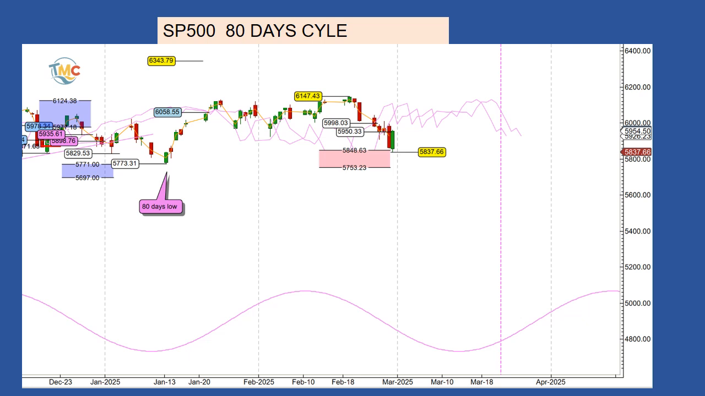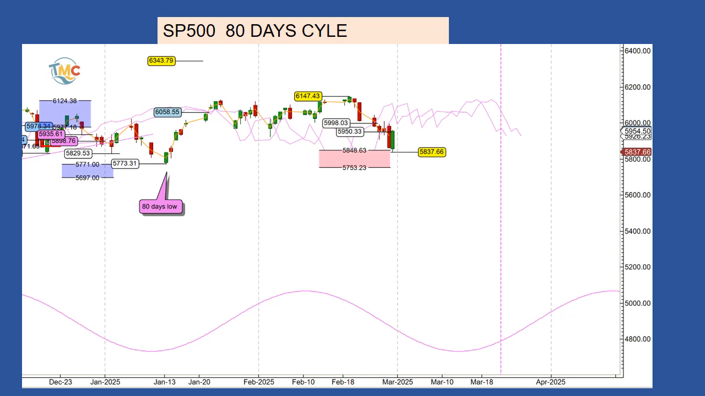The 80 days cycle. Like mentioned in my previous updates, the 80 days cycle lines are very important to keep an eye on, because they help to define the strength of the longer cycles. I will come back to that topic in another update.